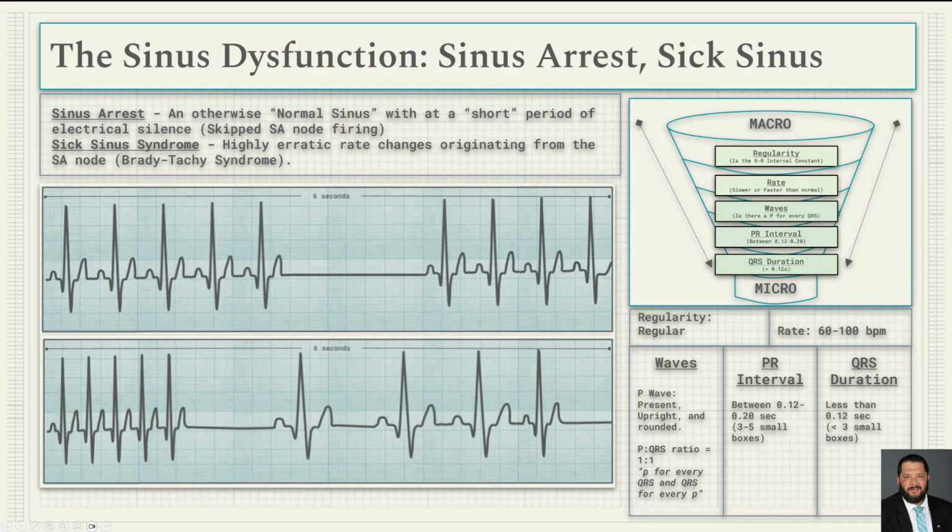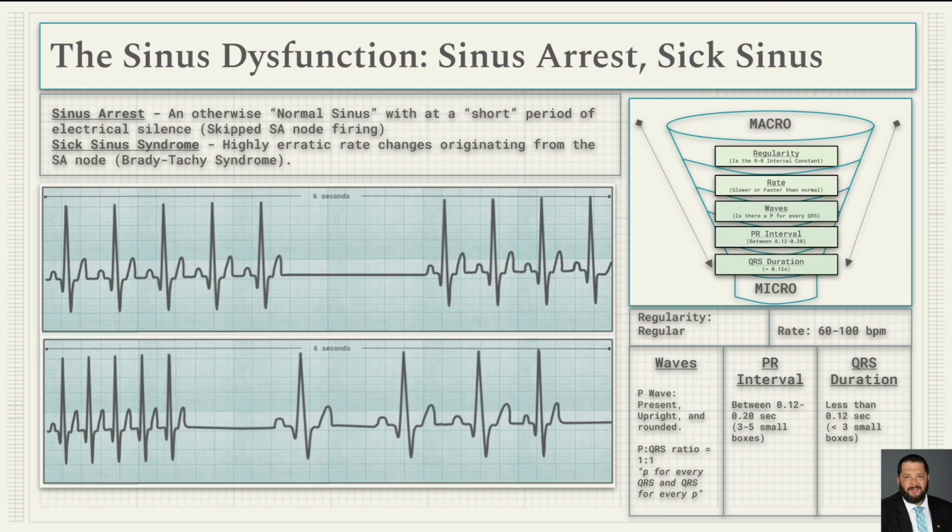Okay, on to some more complicated sinus type rhythms. The first one we're going to look at is sinus arrest. This is an otherwise normal sinus rhythm with a short period of electrical silence, and this represents a skipped firing or a skipped beat of the SA node.